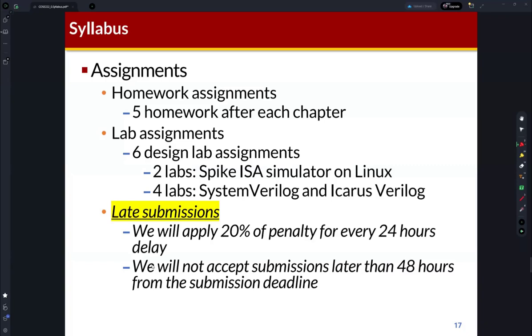And if you submit 1 minute after the deadline, then you will get a 20% penalty. Okay, for every 24 hours, for 1 day. Then we will not accept a submission later than 48 hours, so 2 days from the submission deadline. Okay, this is the late submission policy.